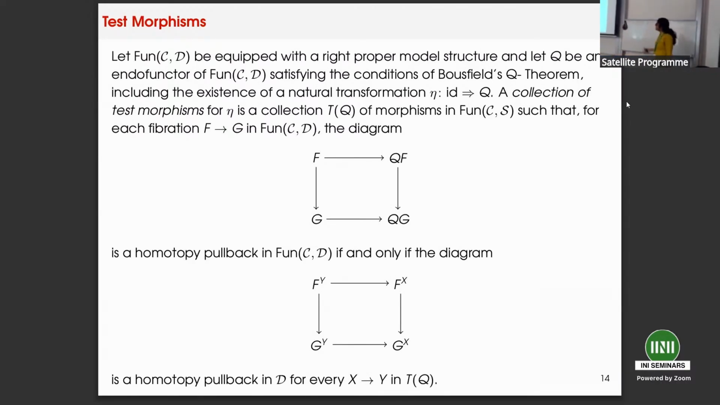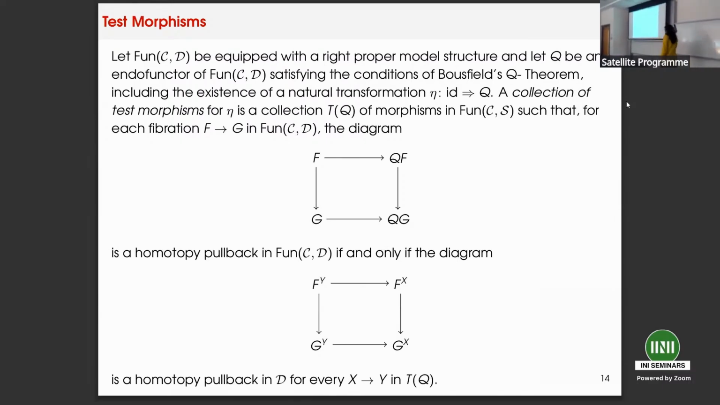All right, so what are test morphisms? If you have any morphism from F to G, and you have a diagram of this kind, test morphisms for me is a collection of morphisms which have this property: a diagram on top is going to be a homotopy pullback square if and only if this following diagram is actually a homotopy pullback square. Now I have to make sense of what I mean by this.